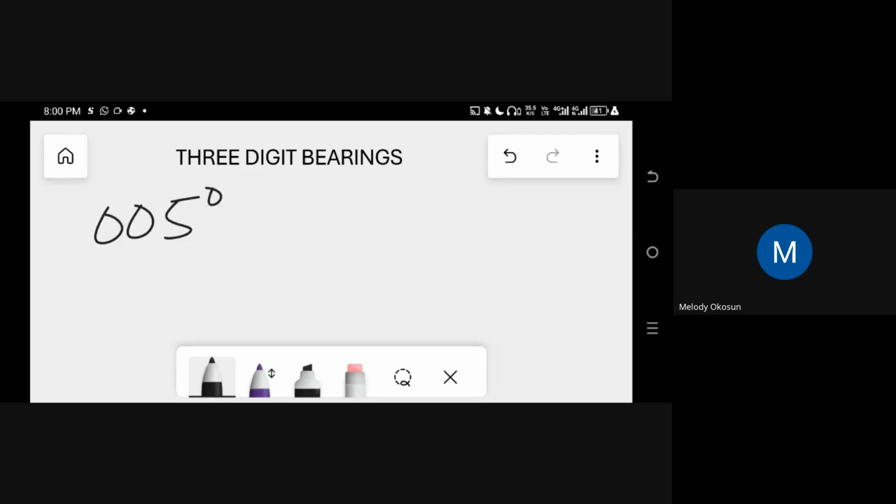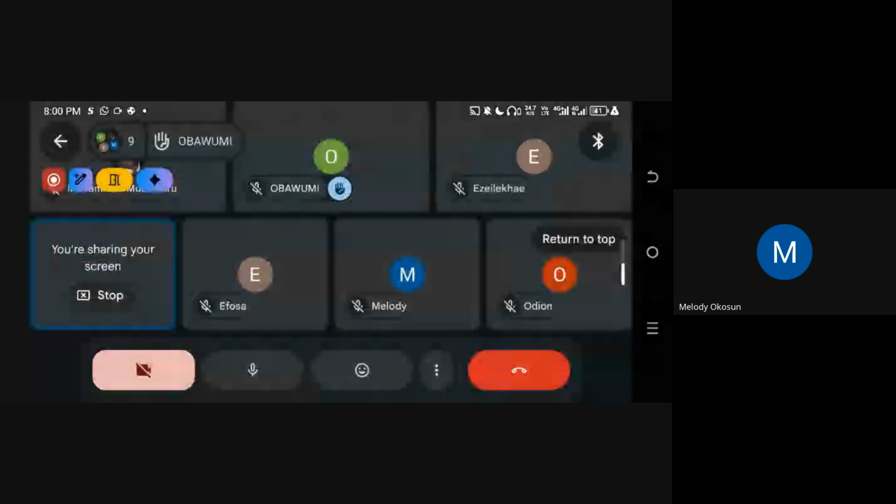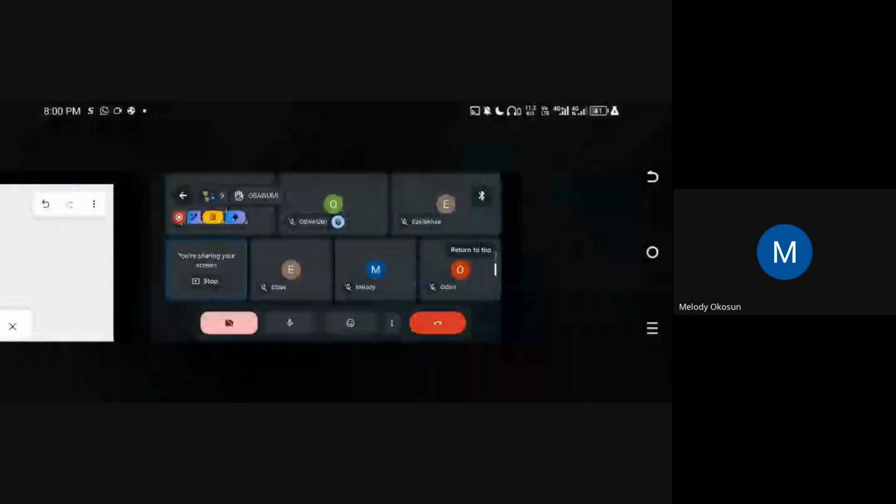And in three-digit bearing, you must give your bearings in three digits. Even if you want to say 5 degrees, you must write it as 005 degrees. You can't say ordinary 5 degrees. No, it is a three-digit bearing. Your digits must be three.